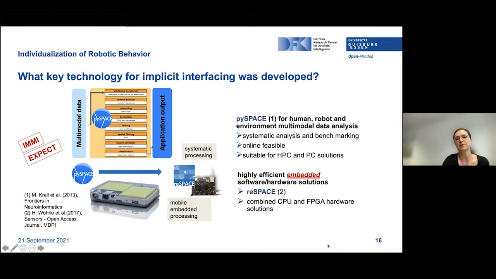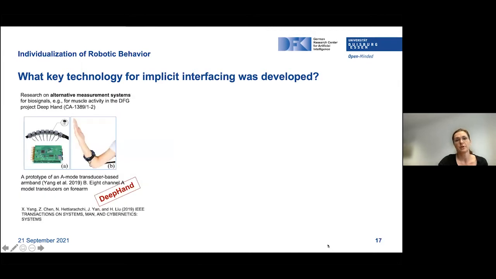Therefore, we also developed an embedded software-hardware solution. We transferred our software framework PySpace to an embedded CPU and FPGA solution, and we now call it ReSpace. That can be integrated, for example, in the exoskeleton, and can do both. It can control the system itself and can also analyze the biosignals, the EEG signals, and muscle activity at the same time. That's why it allows a very deep integration into the robotic systems, and therefore also into the control of the system.